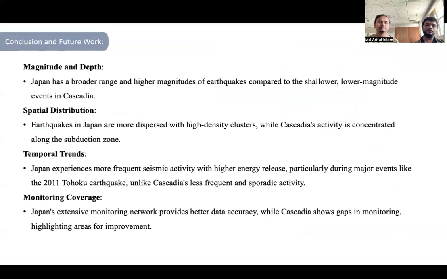And in conclusion, we conclude that Japan has a broader range and higher magnitude of earthquakes than the Cascadia subduction zone, and the Japan earthquakes are more dispersed than the Cascadia subduction zone, and also the temporal trend of Japan shows higher energy release and a higher number of earthquakes distributed over time, and Japan has a better seismic network. We can get better accuracy than in the Cascadia subduction zone.